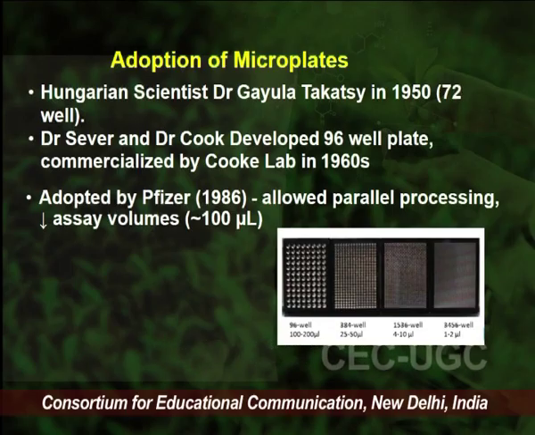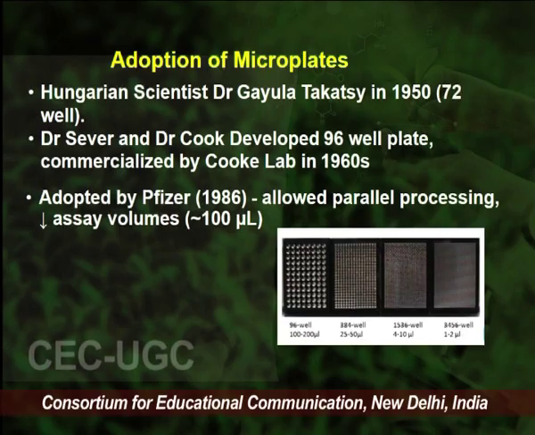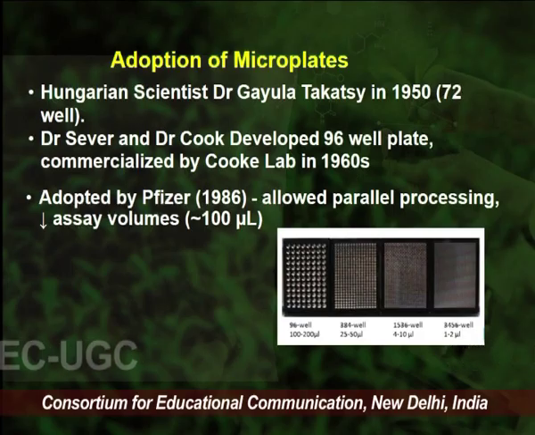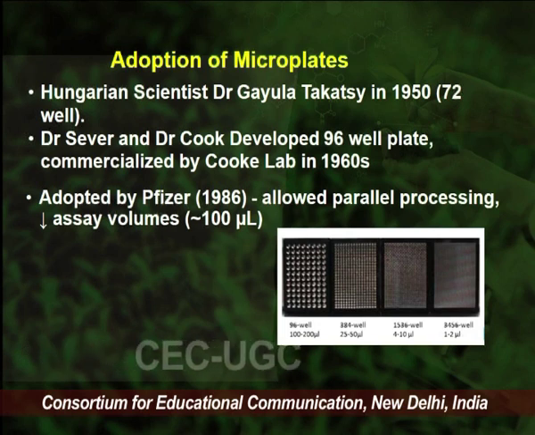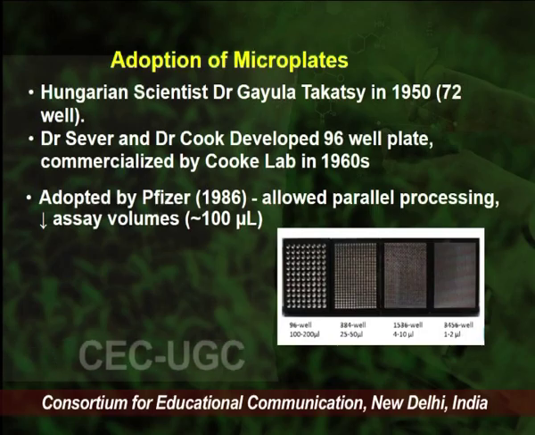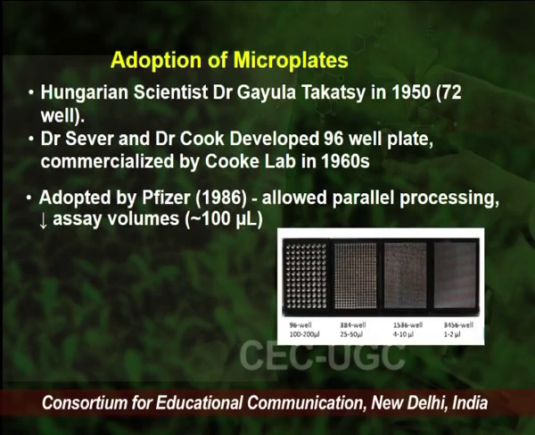Though multi-well plates were initially discovered by Dr. Takatsy in 1950 in Hungary, as there was a flu outbreak in Hungary and Dr. Takatsy was getting so many samples for analysis, so he devised a technique. He developed a 72 well plate in order to simultaneously analyze the samples. And later on, during 1960, the 96 well plates were discovered by Sever and Dr. Crook, which were later commercialized. But Pfizer adopted these plates in 1986.